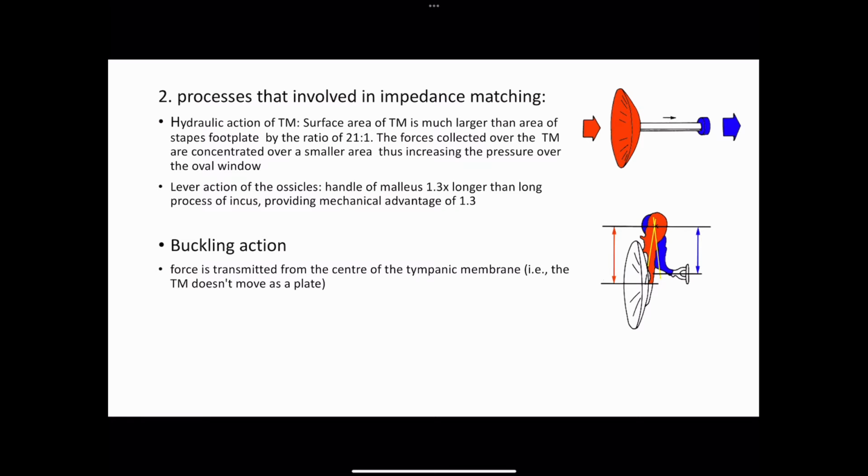The tympanic membrane also has a buckling action, since the force is transmitted from the center of the tympanic membrane, since the tympanic membrane does not move as a plate.